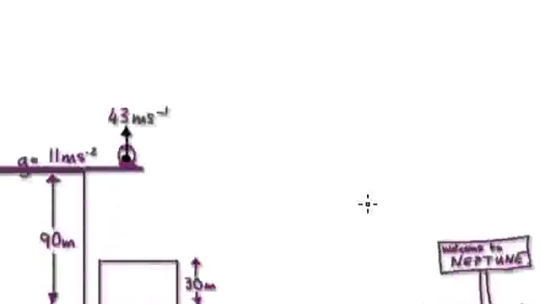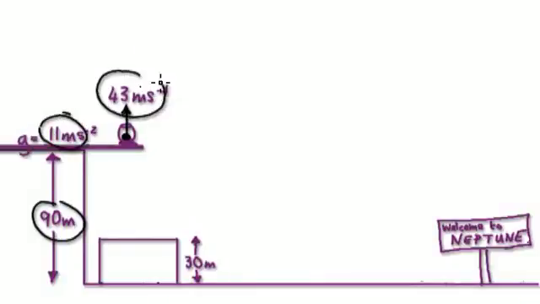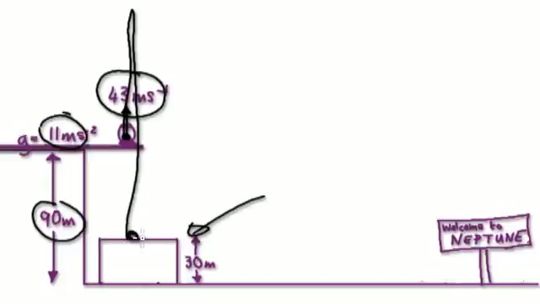Okay, let me give you guys some more practice now. You're on a hill which is 90 meters high, which happens to be on Neptune this time. Gravity on Neptune is 11. You're going to fire a cannonball vertically upwards at 43. There's a mini hill here which is 30 meters high. Calculate how long it would take for the cannonball to hit this hill here.